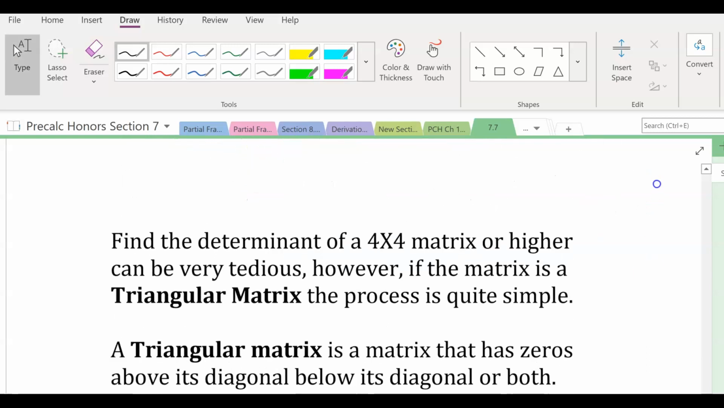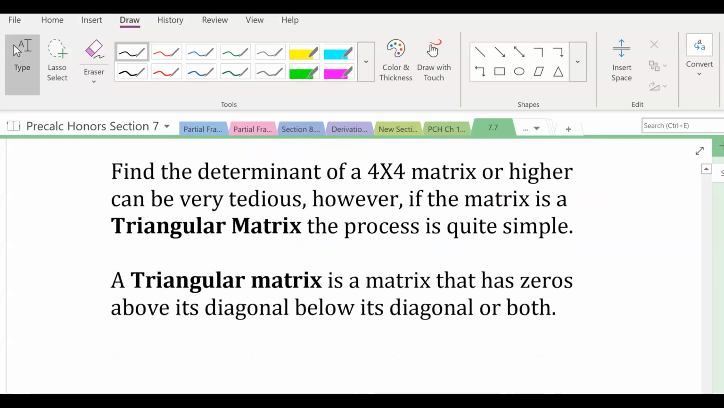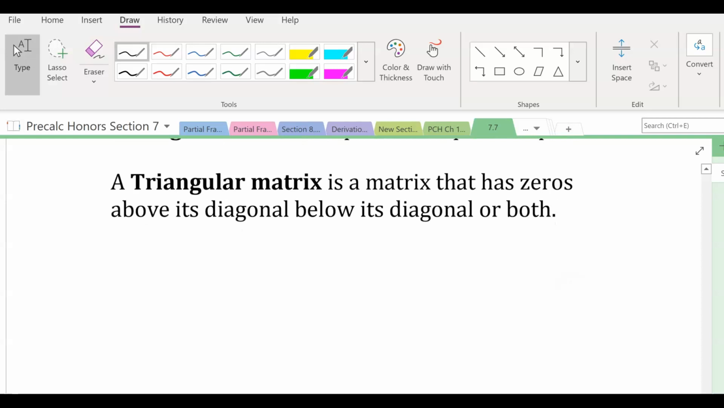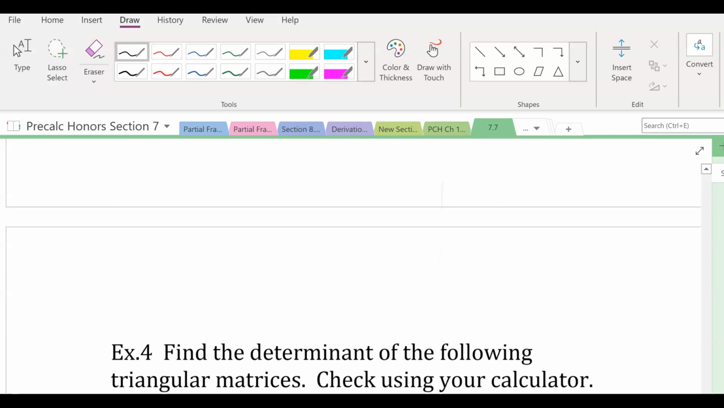Now, finding the determinant of a 4 by 4 matrix or higher can be very tedious. However, if the matrix is a triangular matrix, which I'll describe in a minute, the process is very simple. A triangular matrix is a matrix that has zeros above its diagonal, below its diagonal, or both. So let's take a look at a couple of examples.